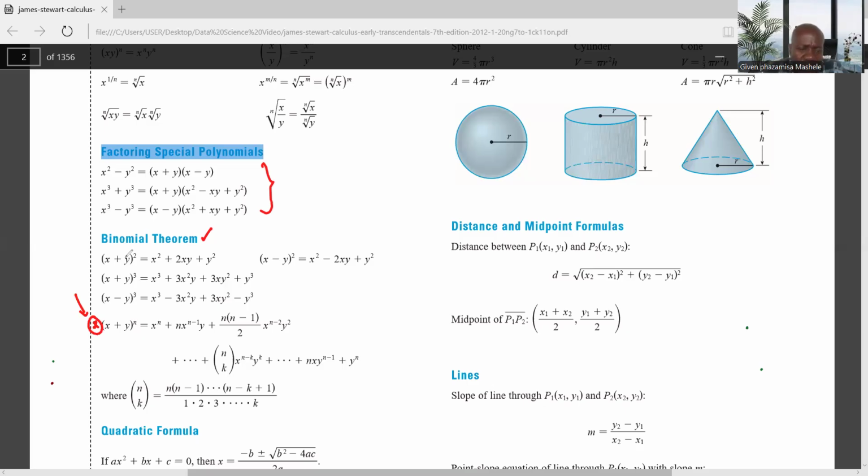This has to do with, if we look at this, x plus y squared is the same as this if we expand it. This one is the same as that if we expand. This is the same as that one, and that is the same as that.